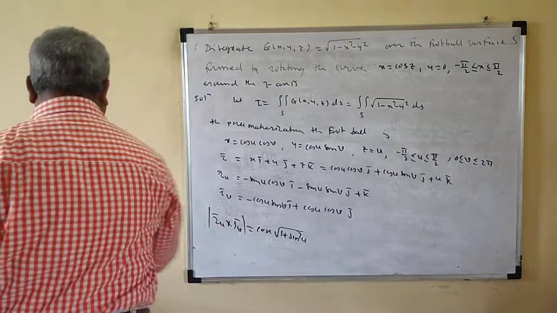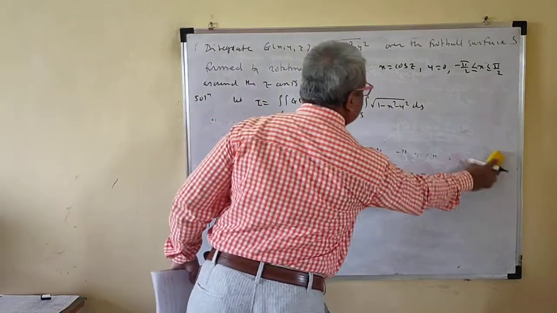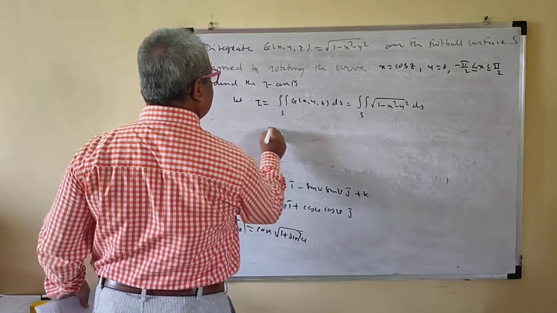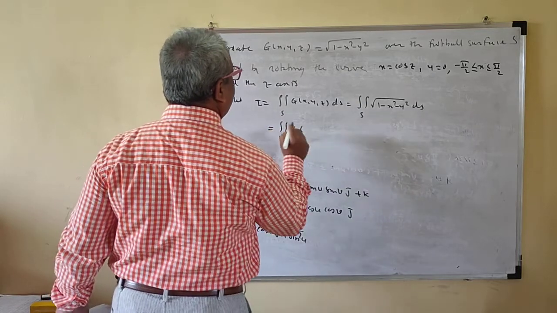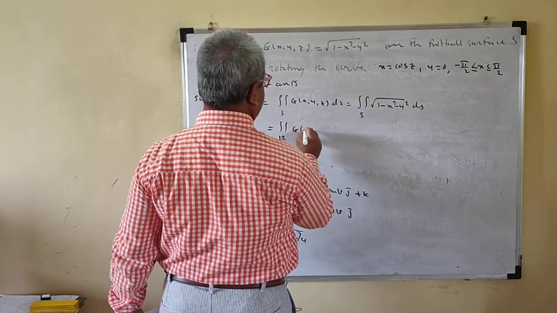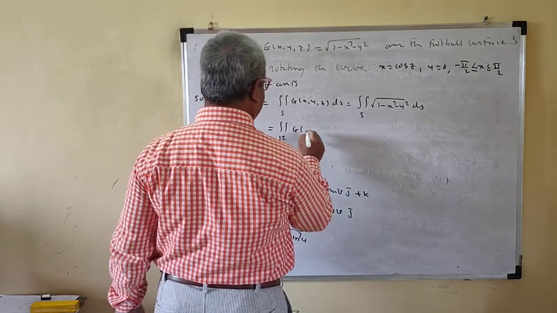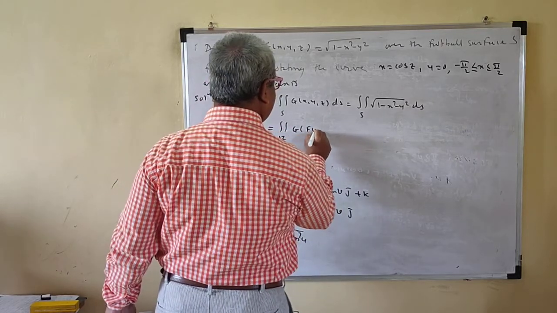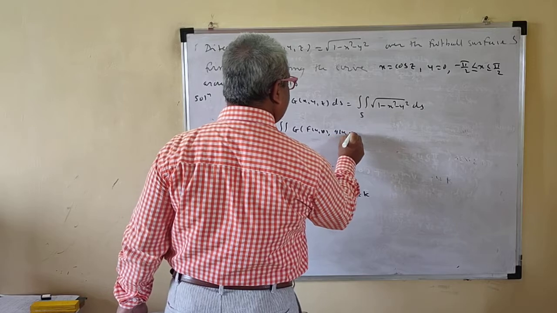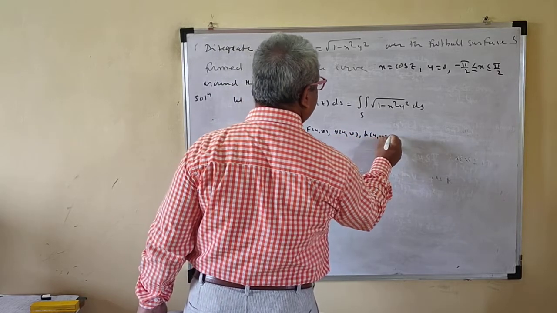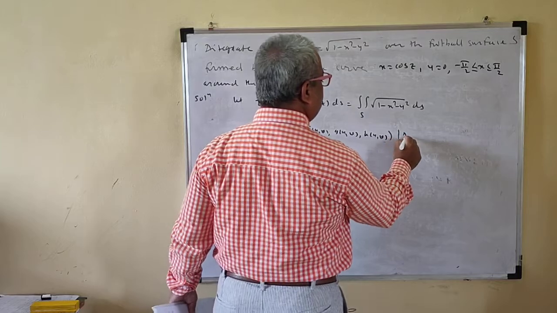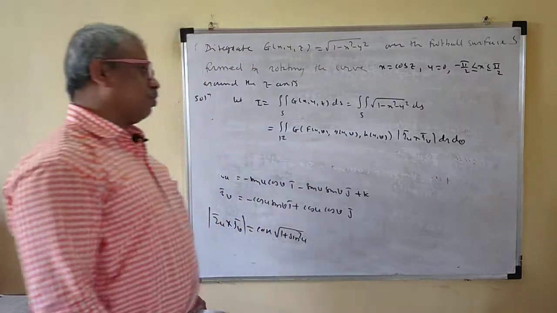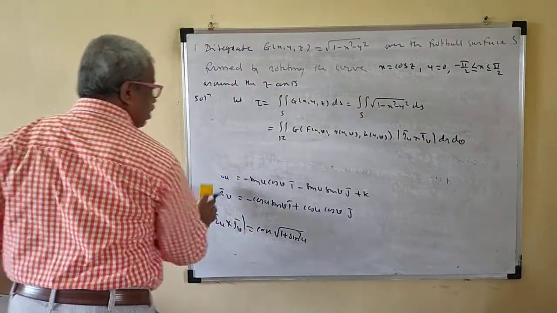Okay, so we will write the formula for this one. So the formula for this one is double integral over R of g of this, in terms of u v. x is equal to f of u v, y is equal to g of u v, z is equal to h of u v. Okay, so mod of r bar u cross r bar v dr. This is the formula.